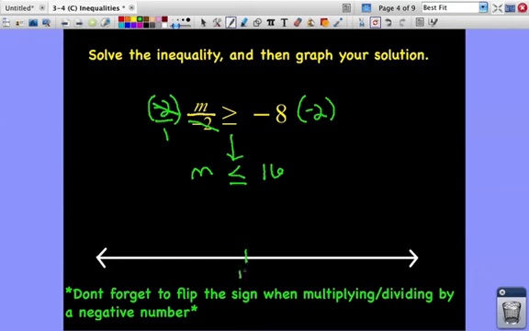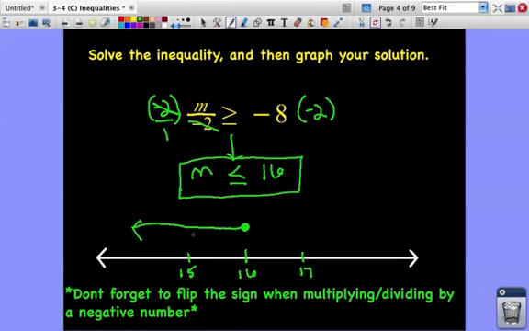So now let's graph that. Here's 16. I'll put 15 all the way over here, and we'll put 17 all the way over here. First thing I need to determine is whether I use an open or closed circle. And because it's less than or equal to, I get to use a closed circle because of that or equal to part. And m is less than or equal to 16, so I'm going to shade this way. So here's the actual inequality, and then here's the graph for the solution. One more example.